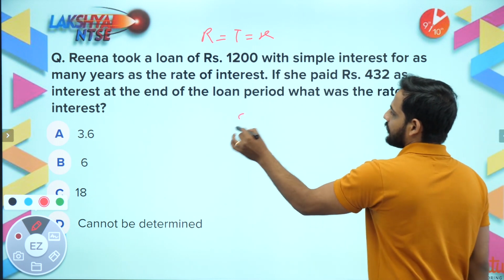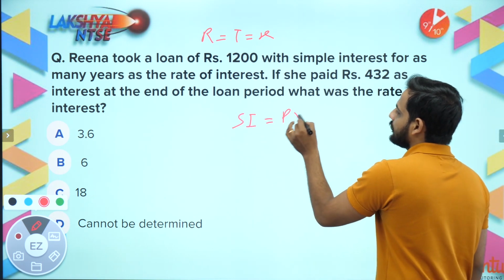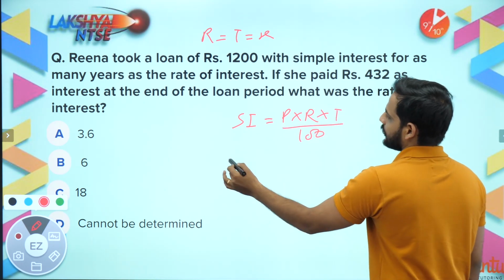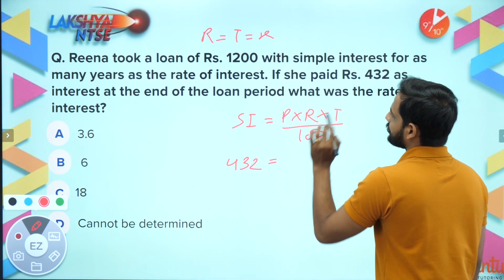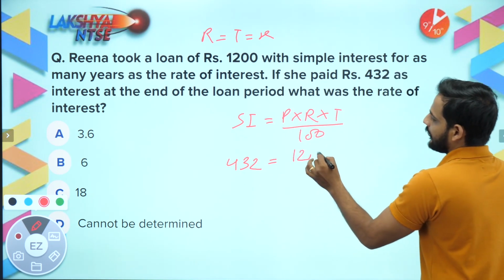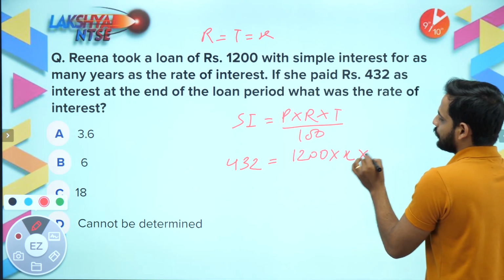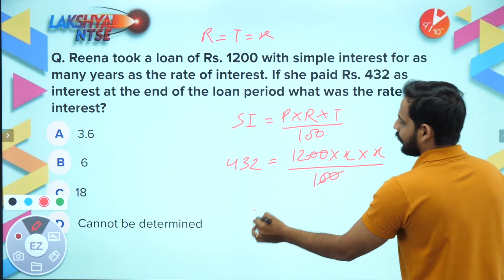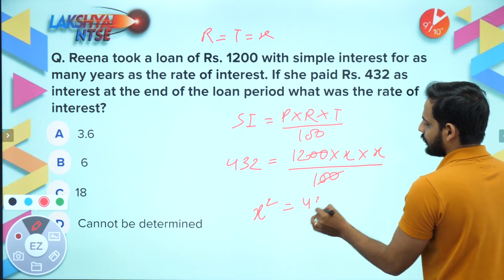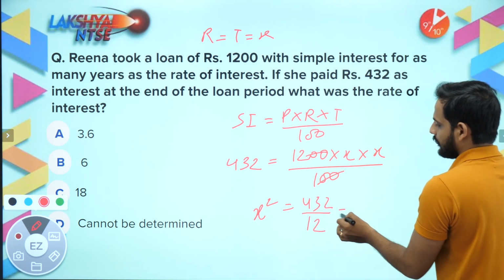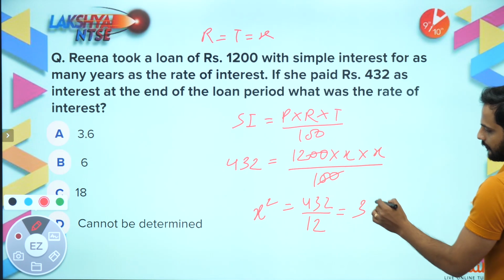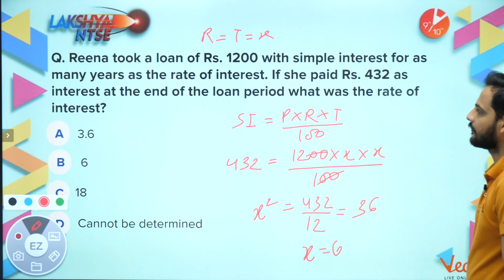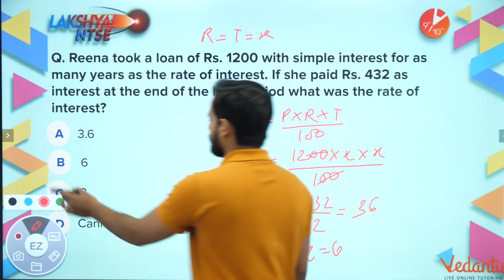You know that simple interest is P into R into T by 100. Simple interest is what? 432. The principal amount is 1200. Rate and time both are equal to X upon 100. So these two got cancelled. So you got X square is equal to 432 by 12. So x square is 36, that means x is equal to 6. So what they are asking, rate of interest is 6%, as simple as that.